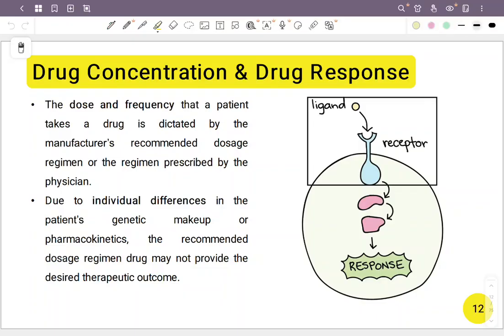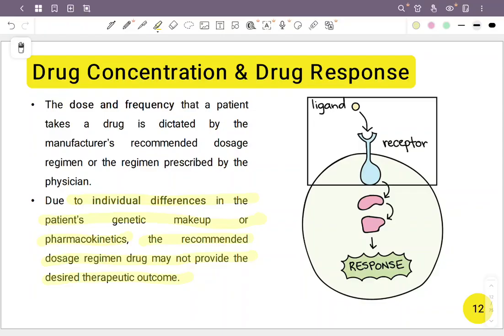However, due to individual differences in the patient's genetic makeup or pharmacokinetics, the recommended dosage regimen of a drug may not provide the desired therapeutic outcome. Guys, take note na yung mga data na makukuha natin from biopharmaceutics and pharmacokinetics na studies, these are data from the average of our population. So, average na siya. 'Di ba?